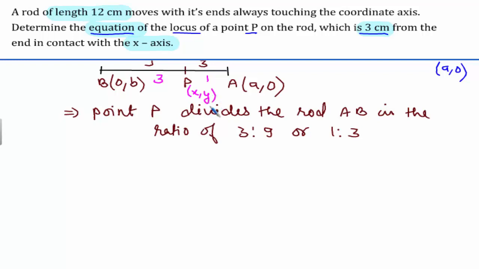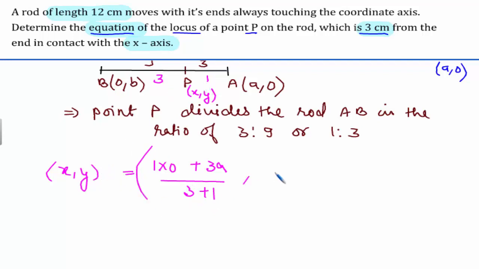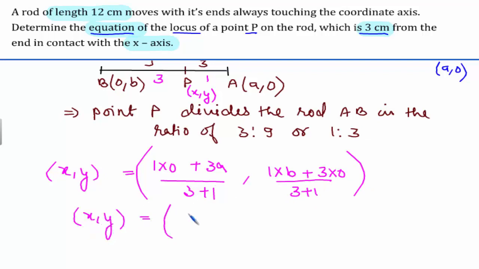So x, y is equal to 1 into 0 plus 3 into A divided by 3 plus 1, and the y coordinate is given by 1 into B plus 3 into 0 divided by 3 plus 1. So the coordinates x, y are 3a divided by 4, b divided by 4.